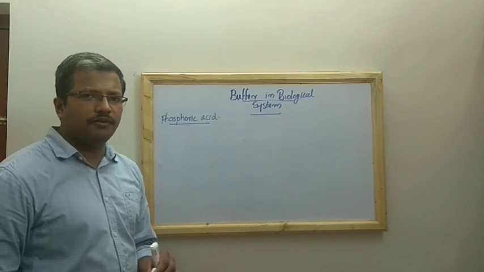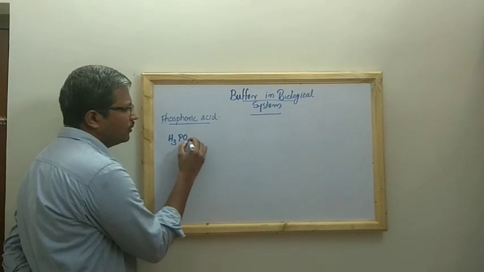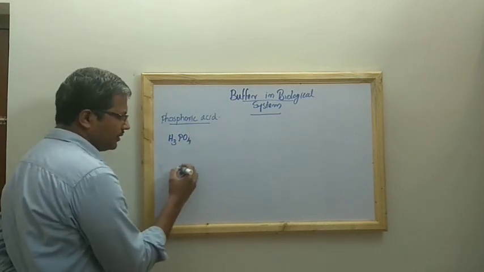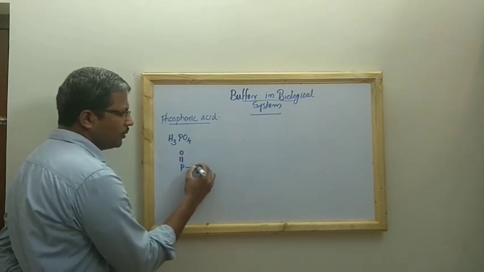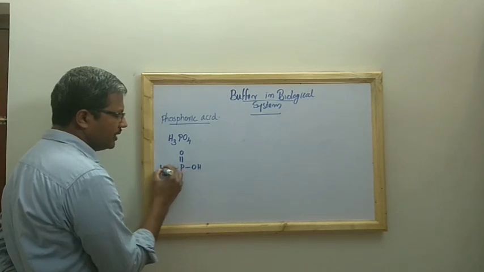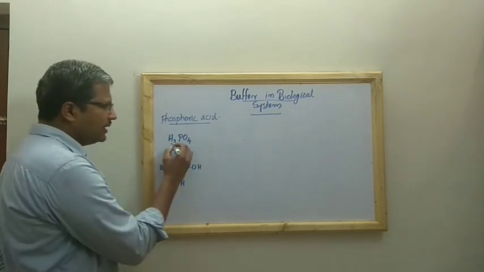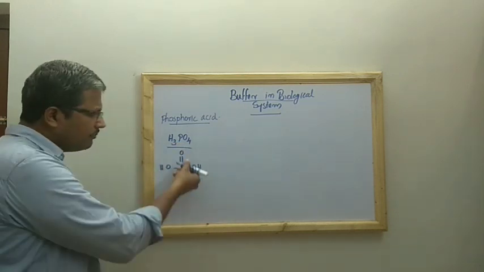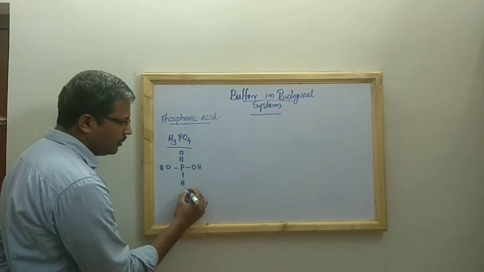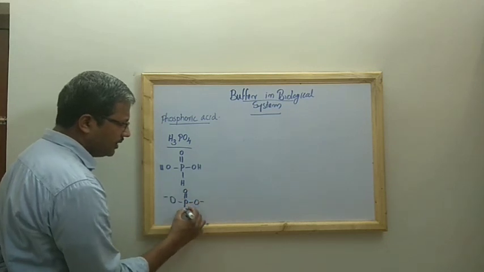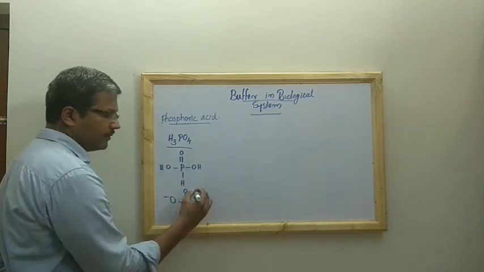So, phosphoric acid buffer. Phosphoric acid is nothing but H3PO4. You can draw the figure like this: P with a double bond to O, and OH, OH, OH. This is what phosphoric acid, H3PO4, is. The completely ionized state, inorganic phosphate, can be represented as P double bond O, O minus, O minus, O minus. That means PO4 3 minus.